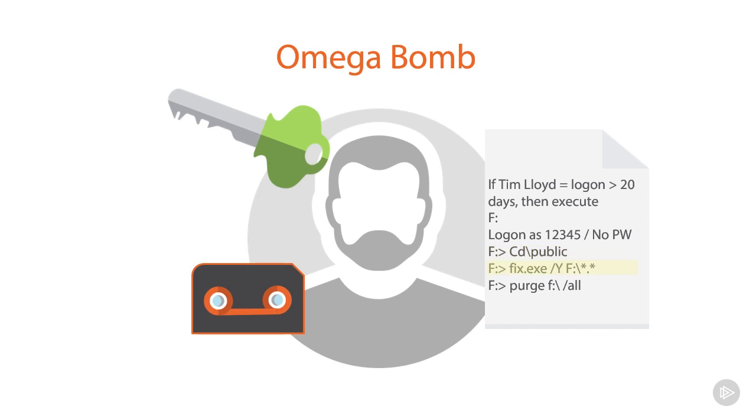Now, this fix.exe program was actually Deltree from the old DOS days, which allowed an administrator to delete files. And as it deleted, it first asked, are you sure you want to delete? And then on the screen, it would say deleting. Well, he went through and changed it. So instead of deleting, it said fixing.